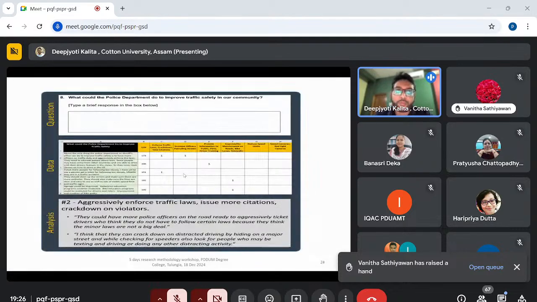Let us see the example. For example, you have asked a question: what could the police department do to improve traffic safety in your community? And these are the open-ended responses we have got.